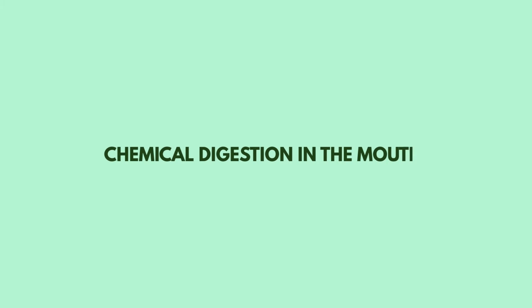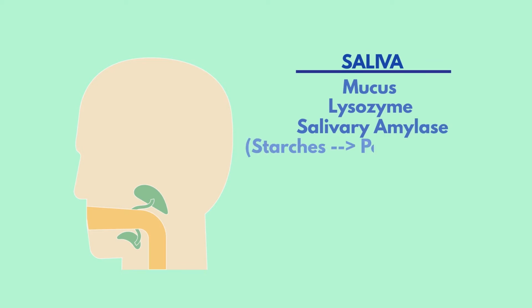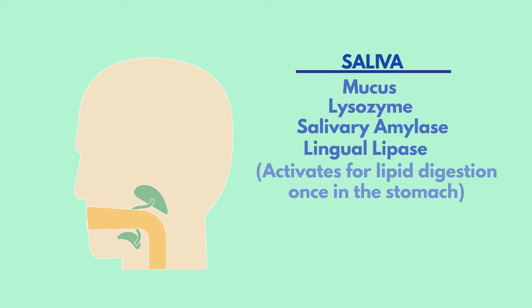In addition to the mechanical digestive process of mastication, chemical digestion begins in the mouth as well. This involves saliva, which is secreted into the mouth by various salivary glands. In the saliva, there is mucus, which lubricates the food bolus to make it easier to swallow, lysozyme to kill any potential bacteria in food, salivary amylase, which begins the chemical digestion of starches into smaller polysaccharides, and lingual lipase, which is inactivated at this point, but will begin lipid digestion once in the stomach.